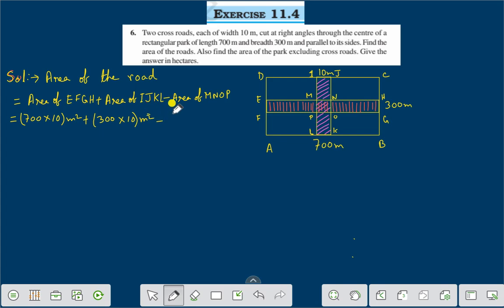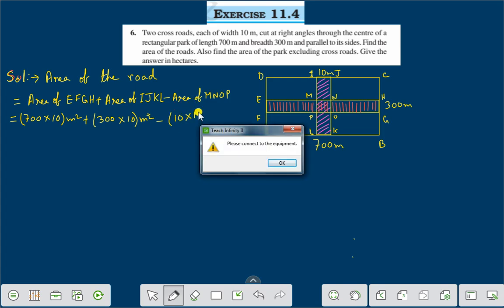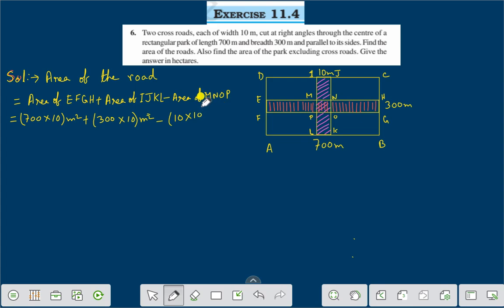Minus area of MNOP. Here you see, this length is 10 meter and this length is also 10 meter. Therefore, the area of MNOP is 10 into 10 meter square. Now you find the area of the road as this is 7000 plus 3000 meter square minus 100 meter square.